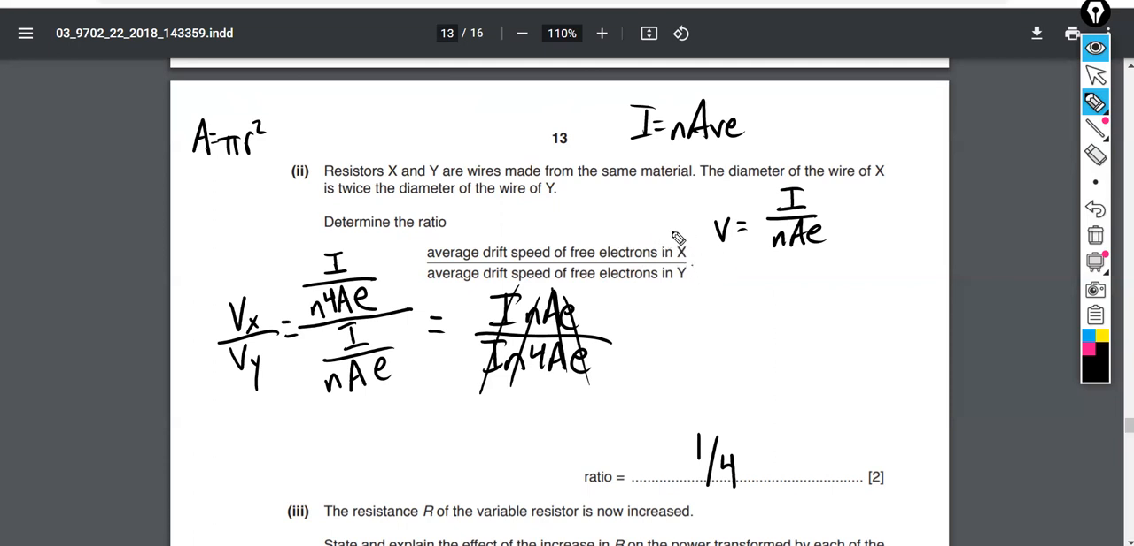You may recall that the resistance at X was greater than the resistance at Y. And so it makes sense that the electrons would go more slowly. Resist the flow of charge more.